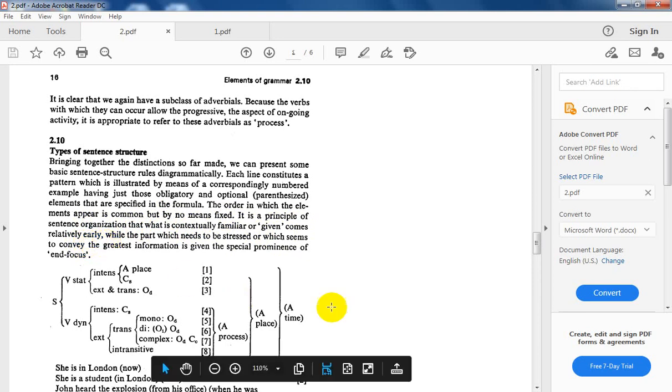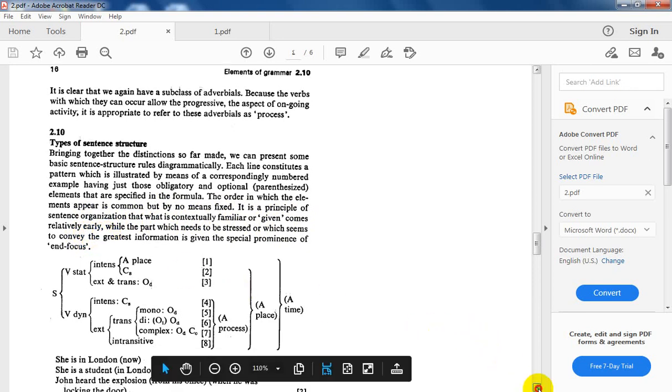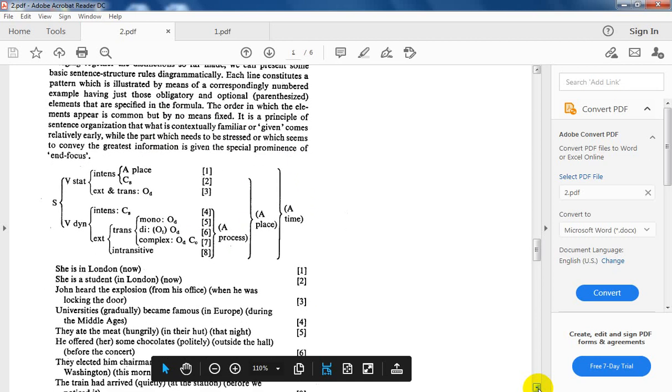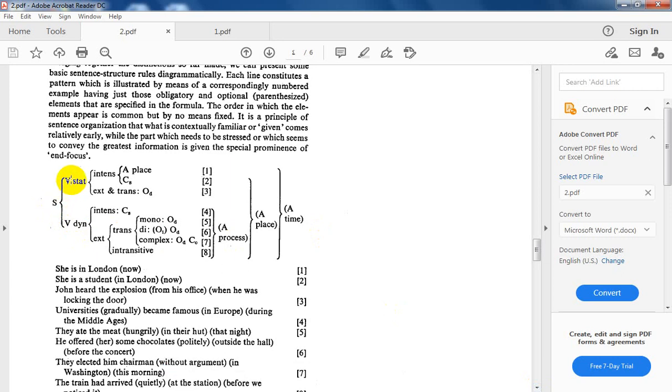Now pay attention. This is the general types or general structure. Pay attention. Subject, this subject should be with a verb, stative or dynamic, and should be followed by a stative verb or a dynamic verb. Okay, this is general. If the verb is stative, the structure can be intensive or extensive transitive. We said transitive extensive.